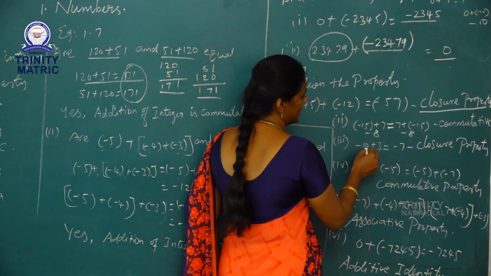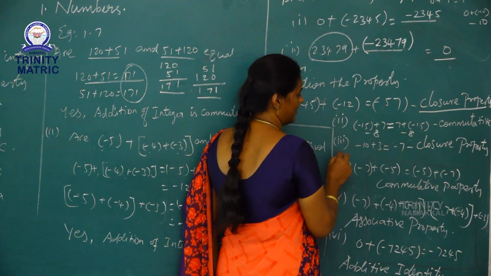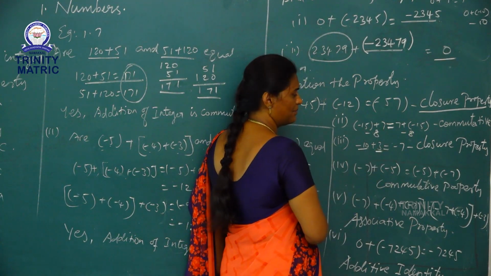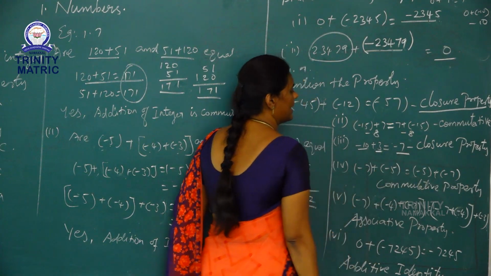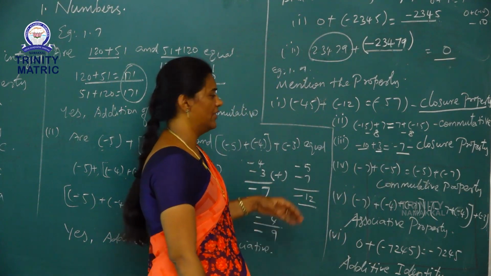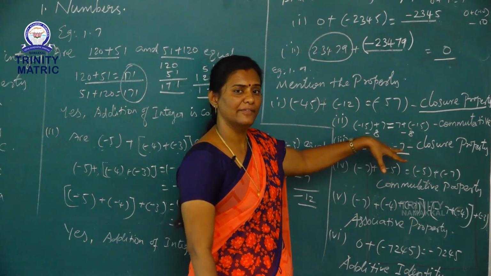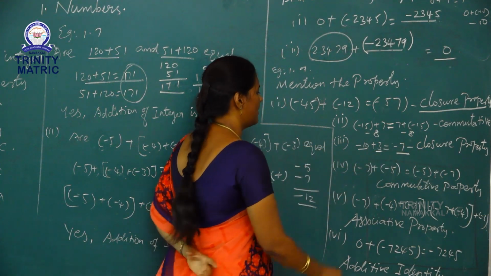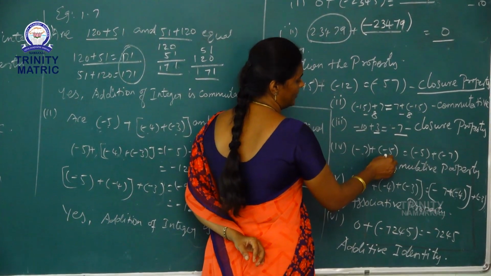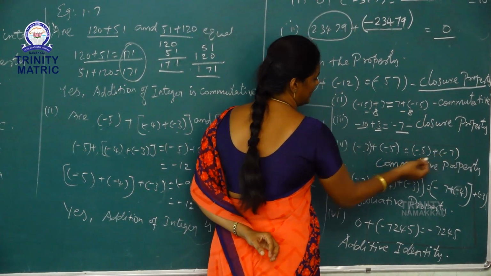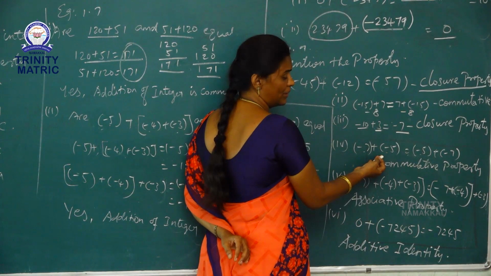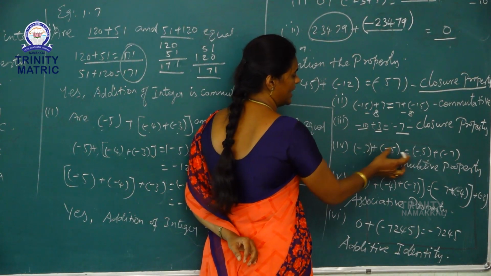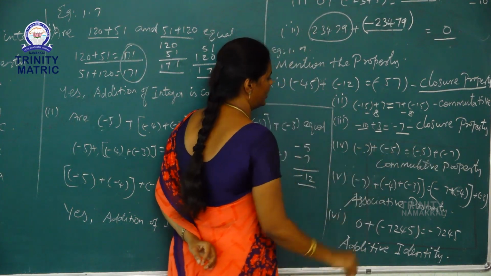Next, minus 10 plus 3 is equal to minus 7. That is, minus 10 is a negative integer, plus 3 is a positive integer. The answer minus 7 is also an integer. When we add two integers, we again get an integer, that is closure property. Next, minus 7 plus minus 5 is equal to minus 5 plus minus 7. What property is this? Yes, this is commutative because here we change the order. So this is commutative property.